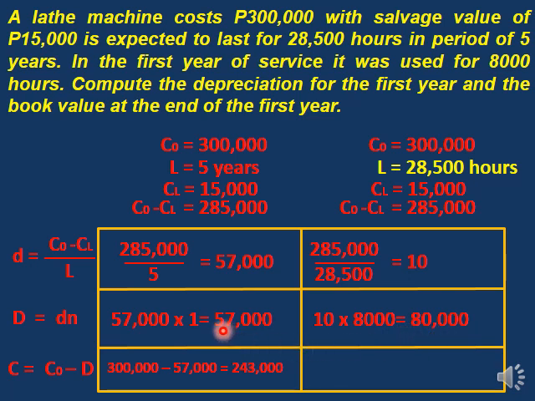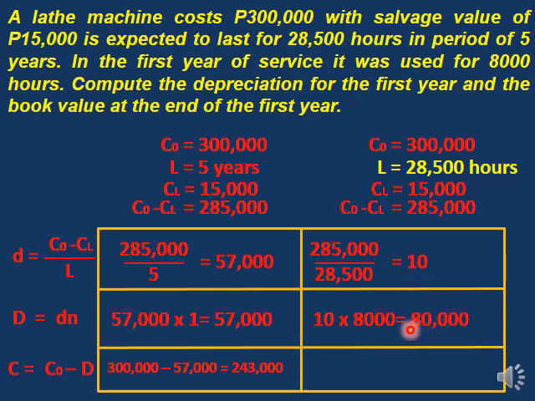According to the life, it has depreciated 57, but according to the work, it has depreciated 80, meaning this lathe machine is overworked, meaning it has an actual depreciation of 80,000. Assuming that this machine has worked only for 1 hour for that year, meaning this lathe machine has only depreciated 10 pesos.